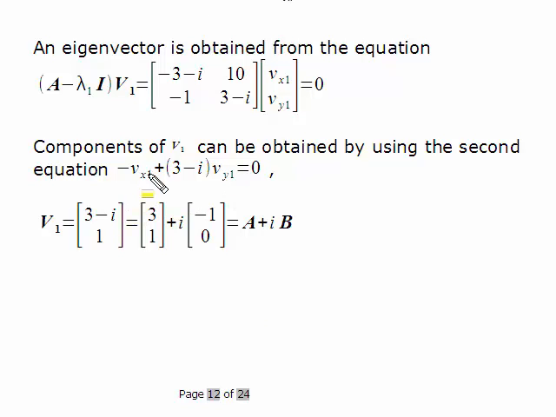Okay, here's the equation I'm going to work with. I'll let this be 1. If this is 1, that dictates what Vx1 is, and here is the eigenvector. V1 is 3 minus i for the x component and 1 for the y component.